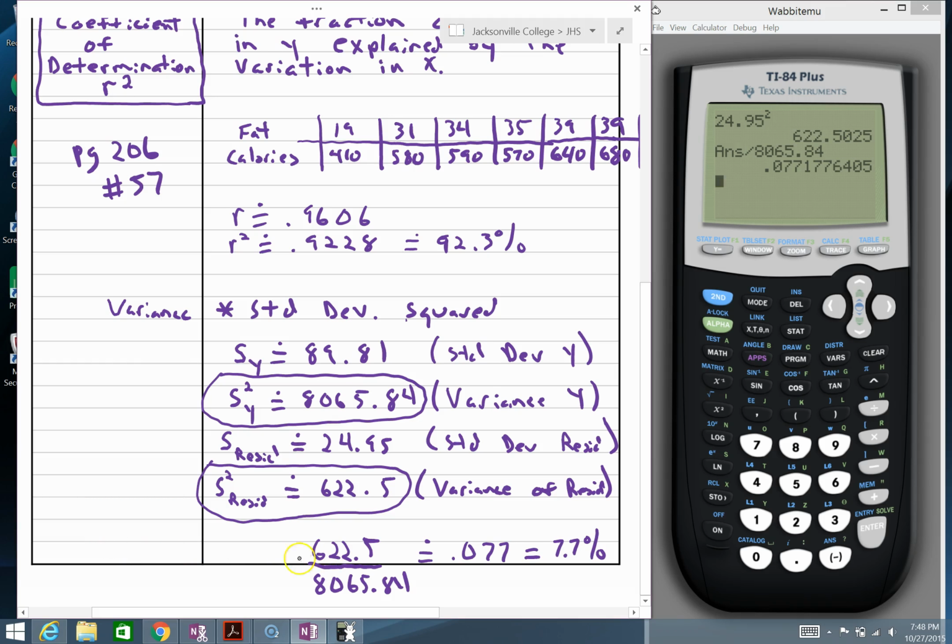So this is the variation in y not explained. 7.7% of the variation, this variation in the residuals, is not explained by the model. So that remaining 92.3% is explained. That is r squared.